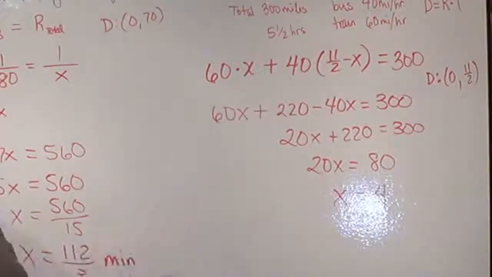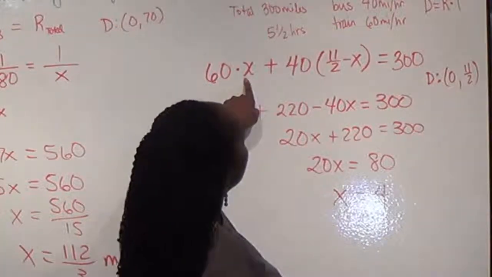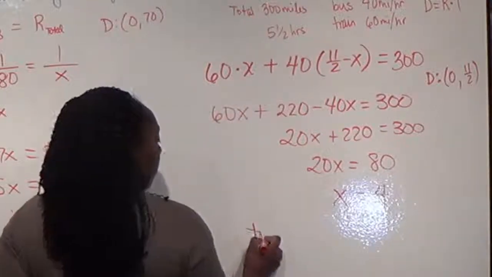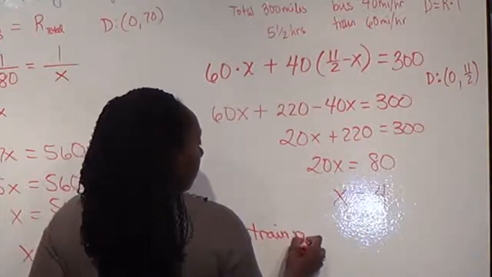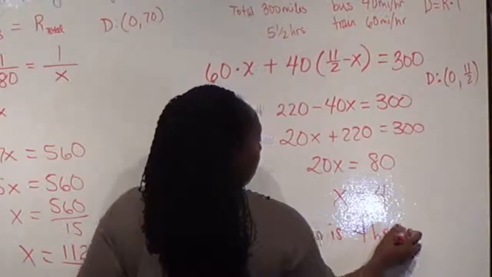And again, once we get the value, we need to make sure we know what that means. So x equaling 4, this was our time it takes for the train. So this tells us the train ride is 4 hours.